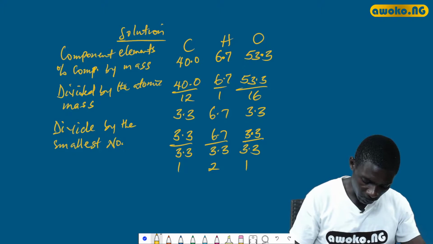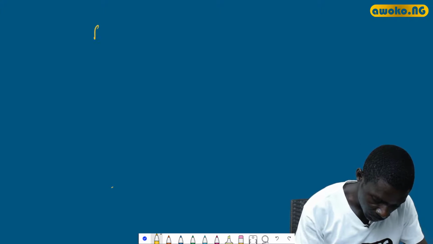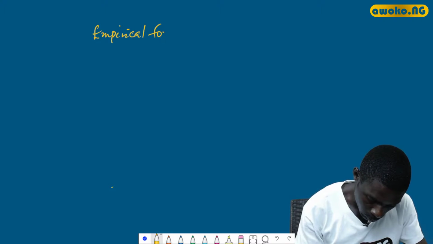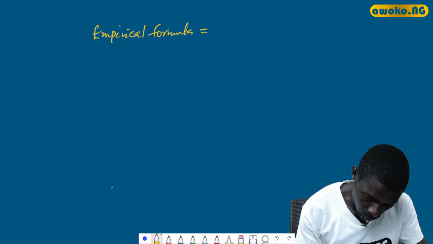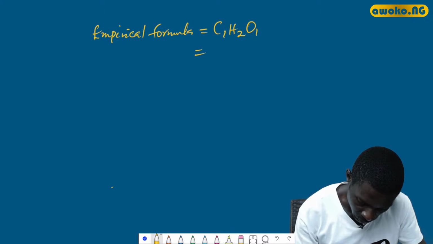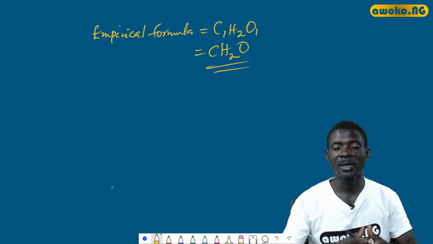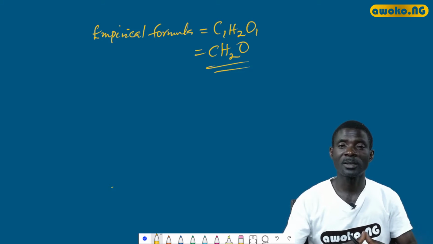So our empirical formula can be written as this. Empirical formula is equal to C1H2O1, and this will give us CH2O, ignoring the one that is there. It has indicated the types of atoms that are present in the compound, but it doesn't go into details to show us the actual number of atoms in the compound.